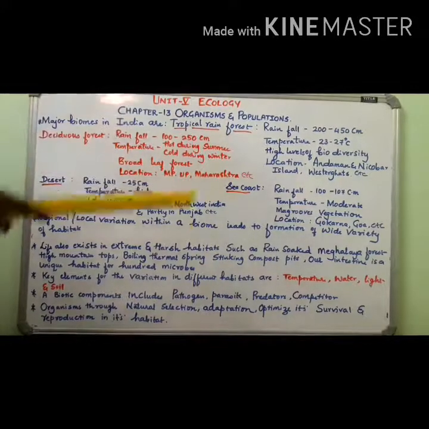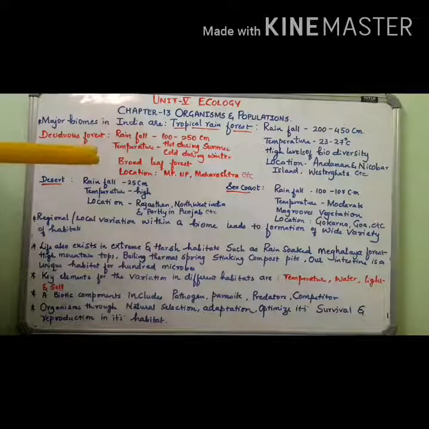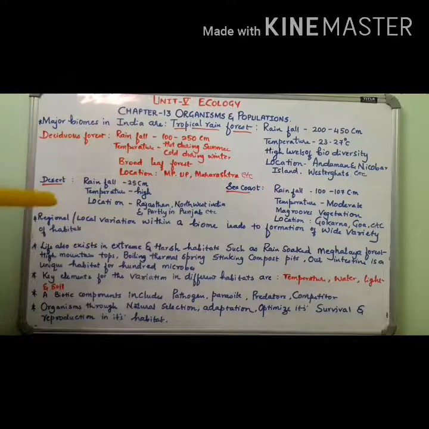Next, we move on to the sea coast. The rainfall is 100 to 107 centimeters and the temperature is moderate. Mangrove vegetation is observed in this region. In mangrove vegetation, the plants develop negatively geotropic roots because of increased salinity in that region. We also call these roots breathing roots, and they form pores on the surface of the root. These pores are called pneumatophores. This is how, due to the increase in salinity, the adaptive modification is observed in that region. The locations are Gokarna, Goa, and Mangalore, etc.